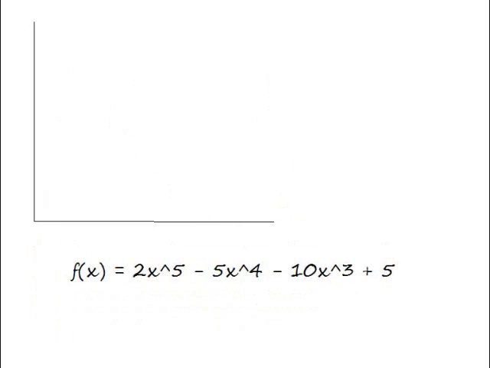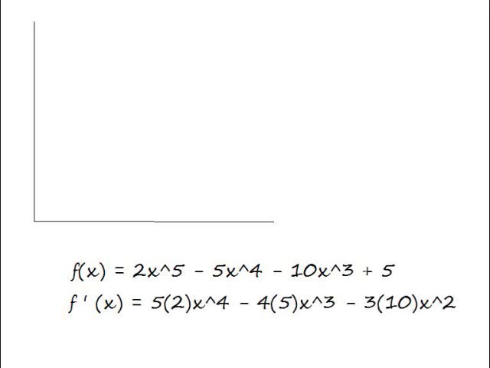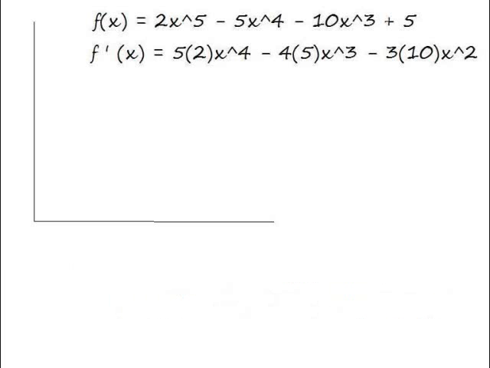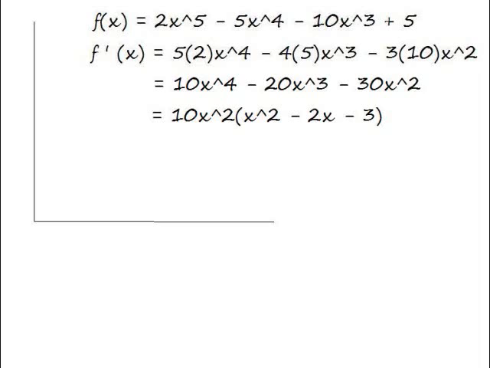So, let's say we have this function. How do we find the local maxima and minima of this function? Well, using the first derivative test, we need to first take the first derivative. We can do this pretty easily. We use the power rule. And let's move this up here to give us some room. And we factor out the 10x squared.